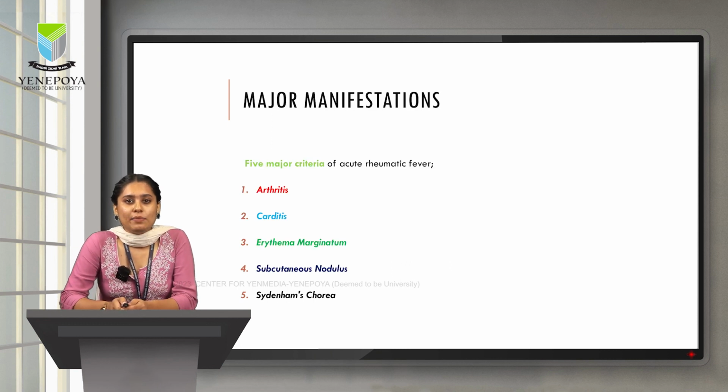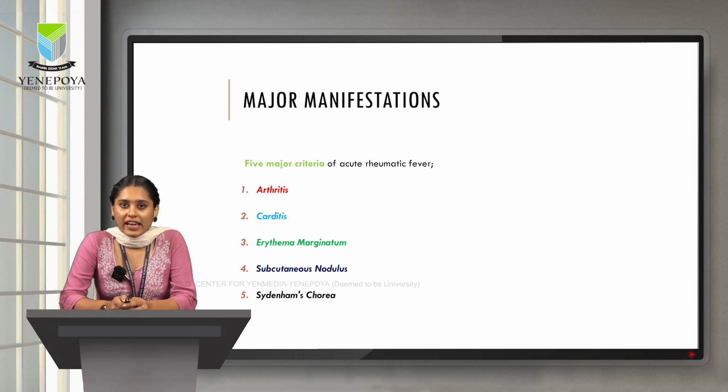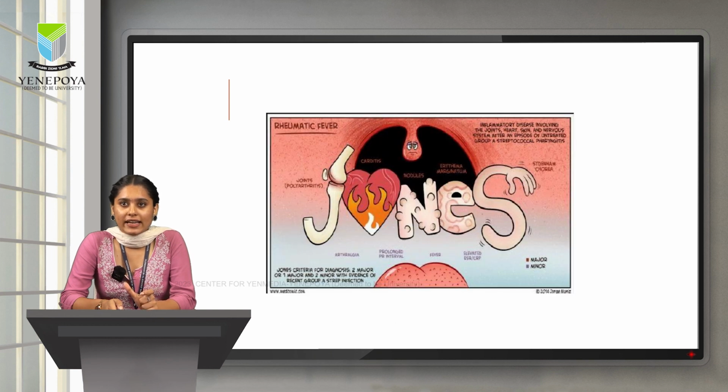So what are the elements which are present in the major criteria? There are 5 major criteria, as I mentioned earlier. First one is arthritis, second is carditis, third is erythema marginatum, fourth is subcutaneous nodules, and the fifth is Sydenham chorea. These 5 are the important major manifestations seen in patients with acute rheumatic fever.